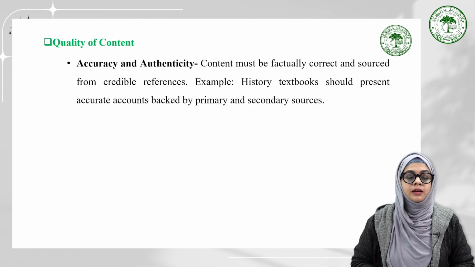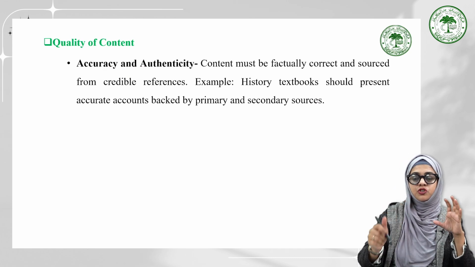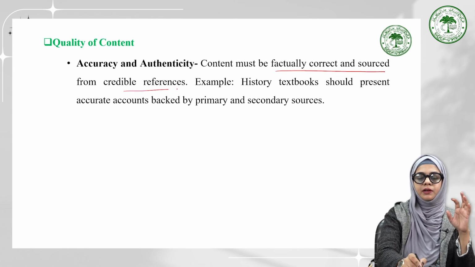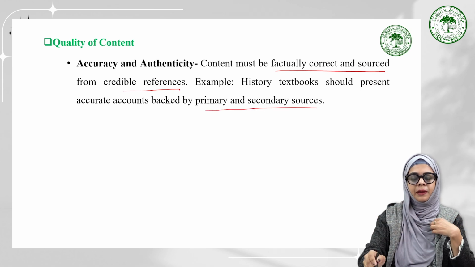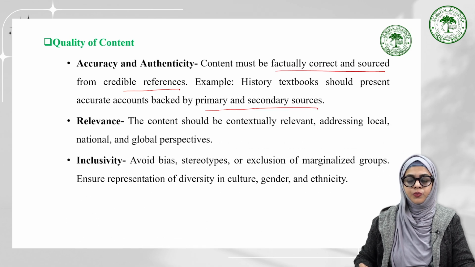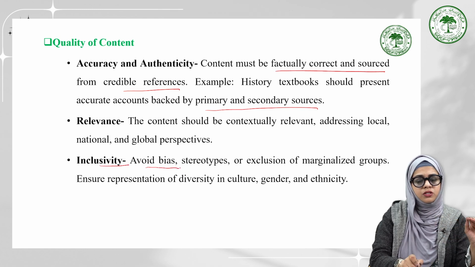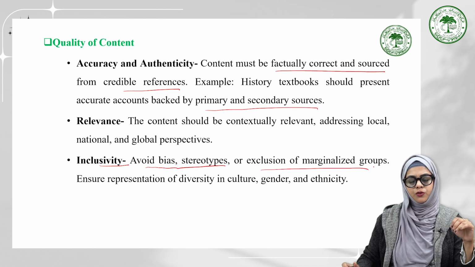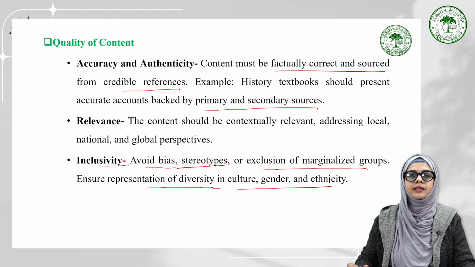Now moving forward, the textbook should also have quality of content. That means the content in the textbook should be factually correct and sourced from credible references. For example, if you take a history textbook, the accurate account should be backed up with primary and secondary sources. It should be contextually relevant, addressing local, national and global perspectives. Inclusivity is another criterion. That means it should avoid any kind of bias, stereotype or exclusion of marginalized groups. And we have to ensure the textbooks represent diversity in terms of culture, gender and ethnicity.